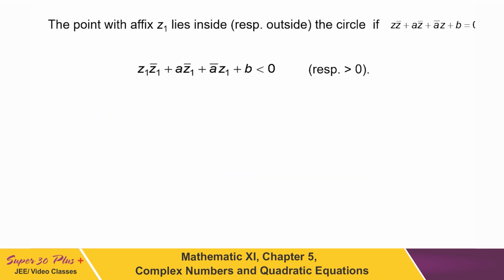Students, point number D is here. The point with the affix z1 lies inside or outside the circle z z̄ + a z̄ + ā z + b = 0. If for the inside category we put z1 in the place of z, then this expression should be less than 0. If this expression is greater than 0, then we can say point z1 lies outside the circle.